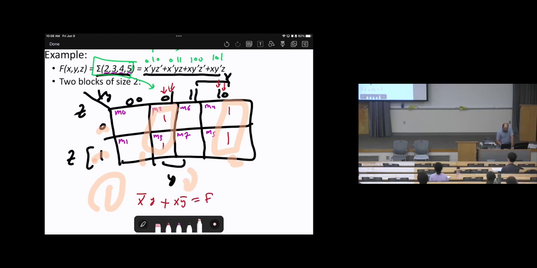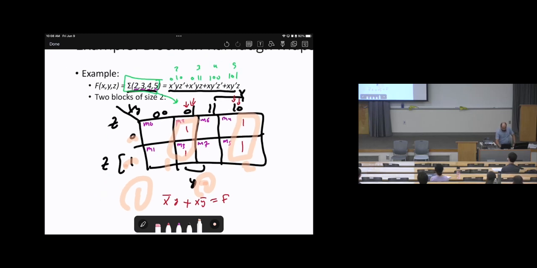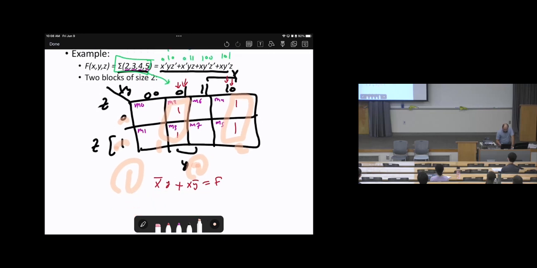Here is number 2. Number 1 and number 2. Then the function will be X bar, Y, plus X, Y bar. So as a result, if you need to simplify this function, you don't need to use Boolean algebra. You can simplify it using Karnaugh maps. So the result will be X bar Y plus X, Y bar. And that's it. Okay, any questions?